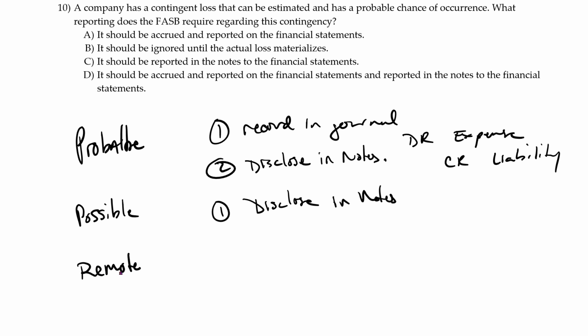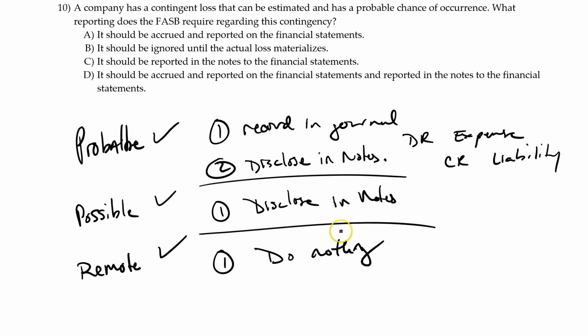If it's a remote chance that this contingent liability will become an actual liability, then we do nothing. We don't disclose it, we don't record it, we don't mention it, we don't do anything. So depending on this likelihood, these are the items, how we would account for it.